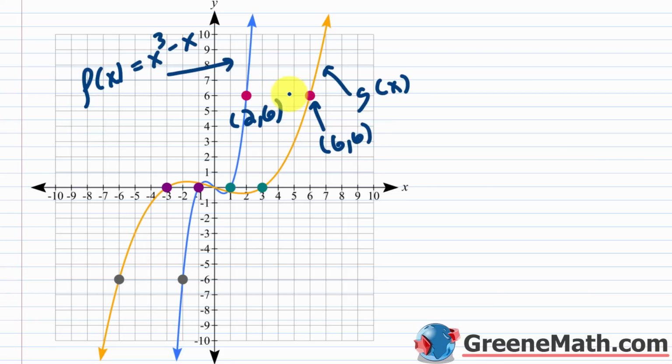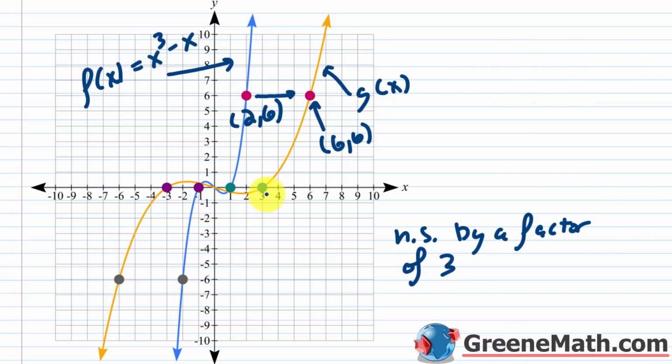At first glance, we see that the x value has been multiplied by 3. So that's a horizontal stretch by a factor of 3.